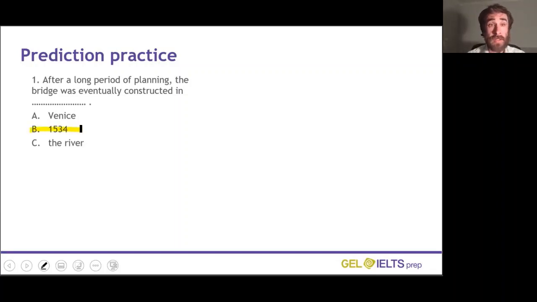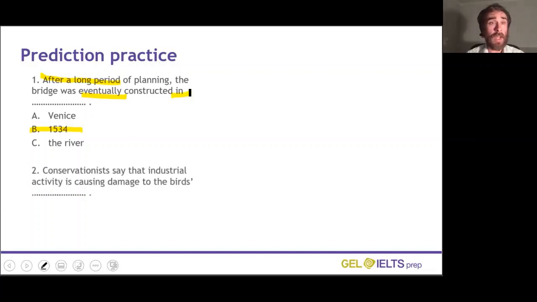Venice could go in the space, but because of the phrases after a long period of planning and eventually, I suspect that this sentence is really focused on time. It's stressing that this bridge was built in this year after several years before it when it was being planned. The river doesn't really make sense. You don't construct a bridge in a river, you construct a bridge over a river. So pay attention to things like prepositions.